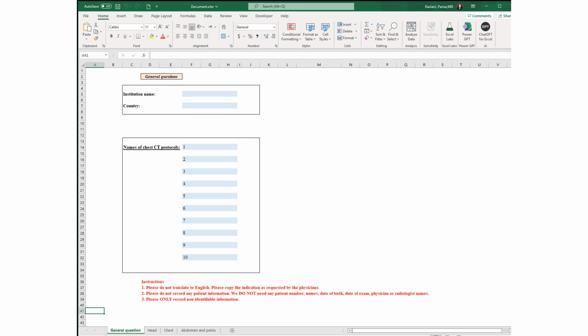questions. So as you can see in this screenshot, which was captured from the first sheet of the document that we shared with you, you need to enter the institution name and your country name. One of the questions which was asked multiple times was what the protocol is.